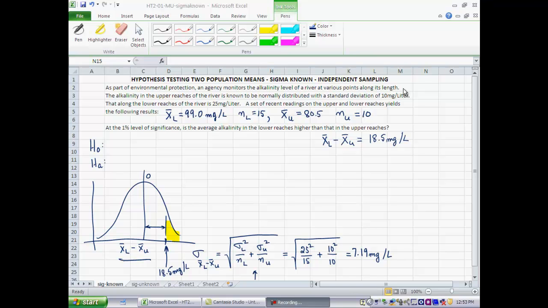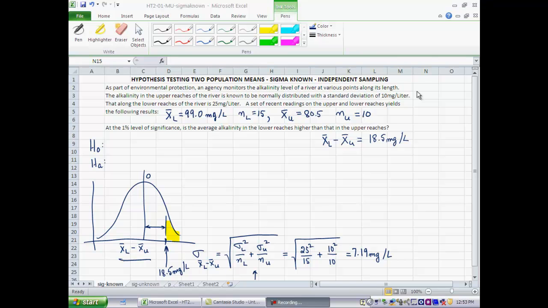In this segment, we'll work a problem involving hypothesis testing with two population means when the standard deviations of both populations are known. So the problem setting is the following. As part of environmental protection, an agency monitors the alkalinity level of a river at various points. The alkalinity in the upper reaches is known to be normally distributed with a standard deviation of 10 milligrams per liter, and that along the lower reaches of the river is 25 milligrams per liter.